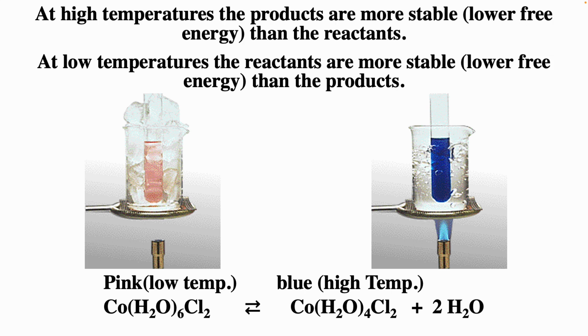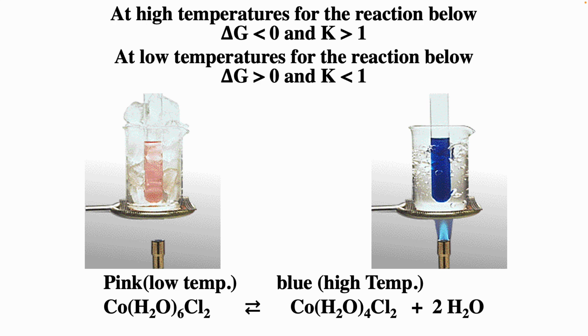And so at high temperatures, the products are more stable. They have a lower free energy than the reactants. At low temperatures, the reactants are more stable. They have a lower free energy than the products. So at high temperatures for the reaction below, delta G naught would be less than 0. So at high temperatures, this is a spontaneous reaction. K would be greater than 1 because we'd have mostly products. At low temperatures, the reactants are more dominant. And so delta G naught would be greater than 0, and K would be less than 1.